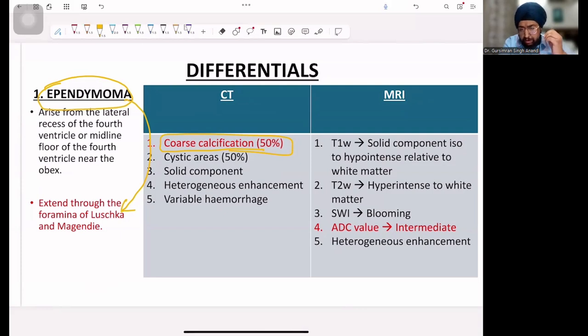The other differentiating feature is that the ADC value is intermediate. It is not as low as in medulloblastoma. So you get a midline mass which you see extending through the foramen of Luschka and Magendie. You see a good amount of calcifications within, and a good amount of hemorrhage also. Hemorrhage and calcifications are very common in ependymoma, although they are very uncommon in medulloblastoma. The other features, just to complete the list, are cystic areas, solid component, and heterogeneous enhancement. These are overlapping features, not differentiating points. The differentiating points are foraminal spread through the Luschka and Magendie foramina, extensive calcification and hemorrhage, and intermediate ADC value. Since you have calcification and hemorrhage, you will see blooming on susceptibility weighted imaging.